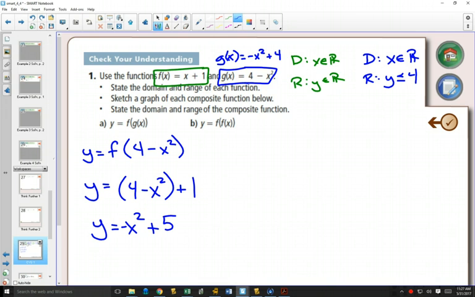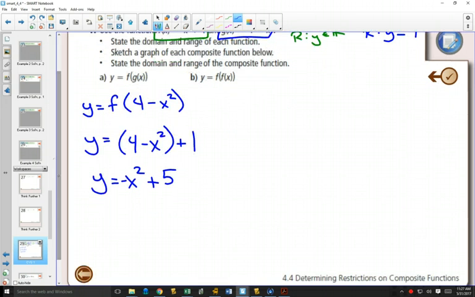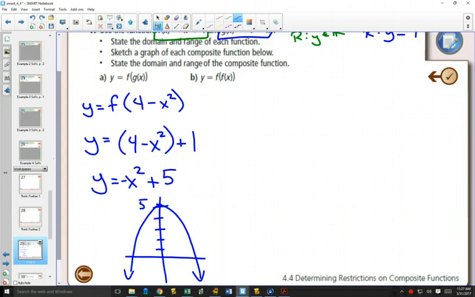What is that? Well, that's a parabola. It's been flipped down and shifted up 5 units. 1, 2, 3, 4, 5. And we've got a graph of our parabola. And once you have the graph, it's going to be easy to say the domain of this one is everything. And the range is less than or equal to 5.